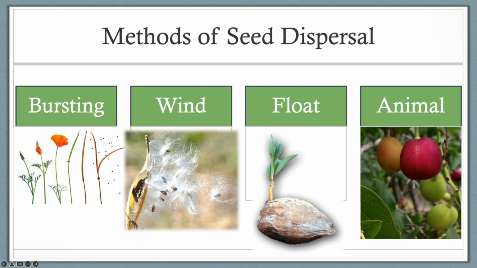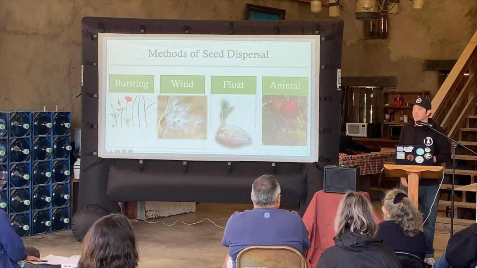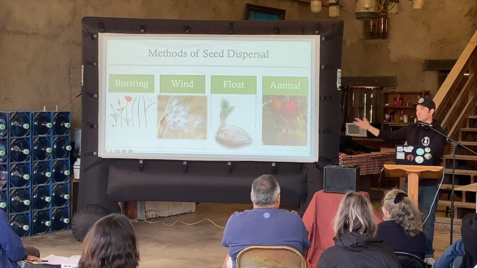Another one is floating. So bladder pod is an example of that. You have these nice big air bladders on this plant, and so those can move pretty well downstream, or even in the wind. It'll use that kind of bag to move it to other places.